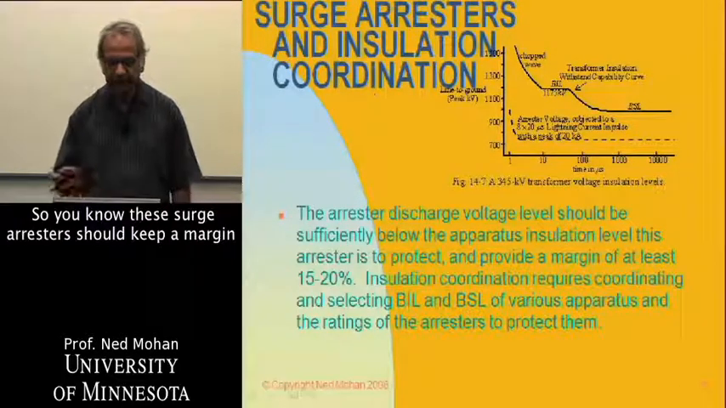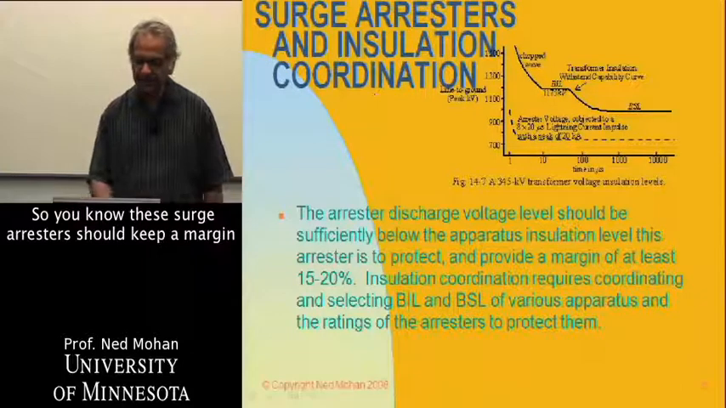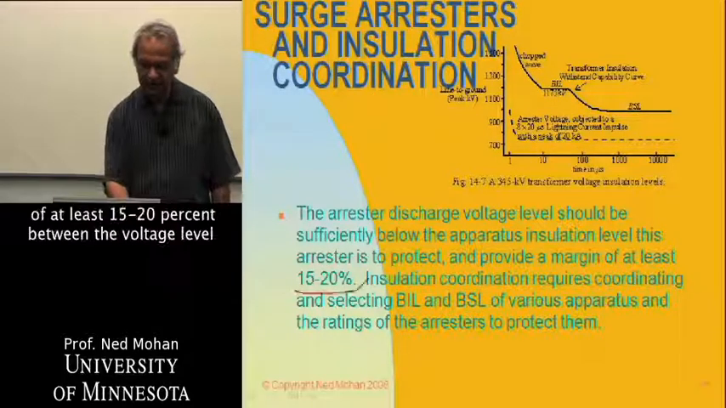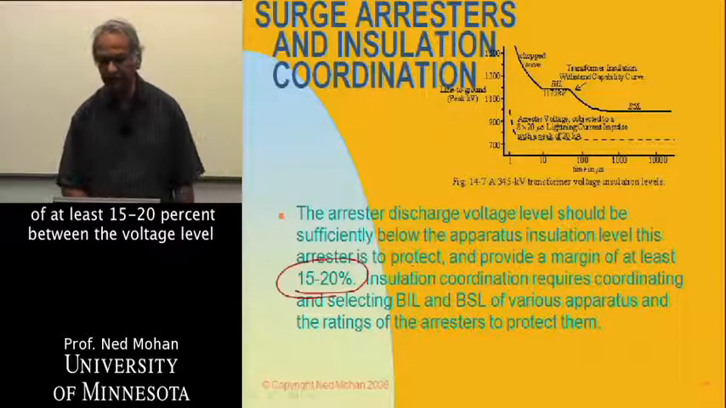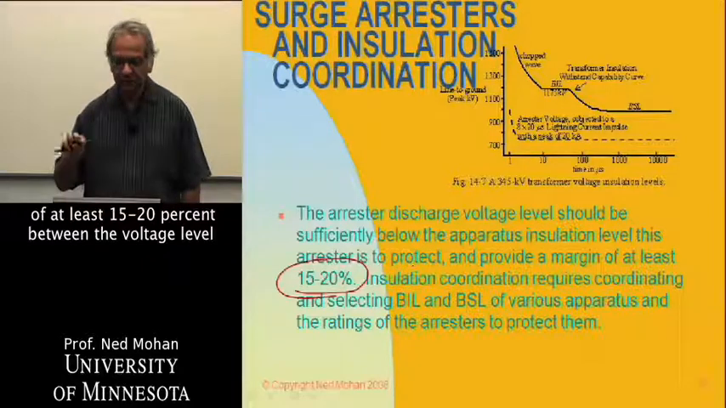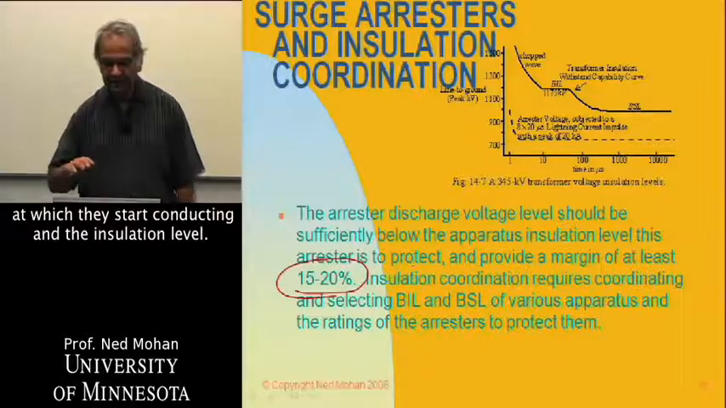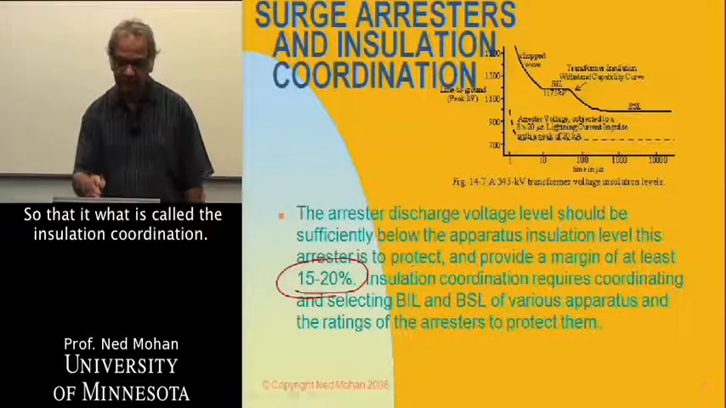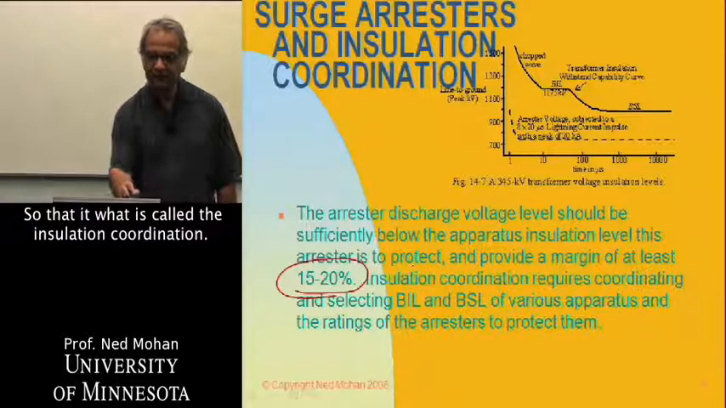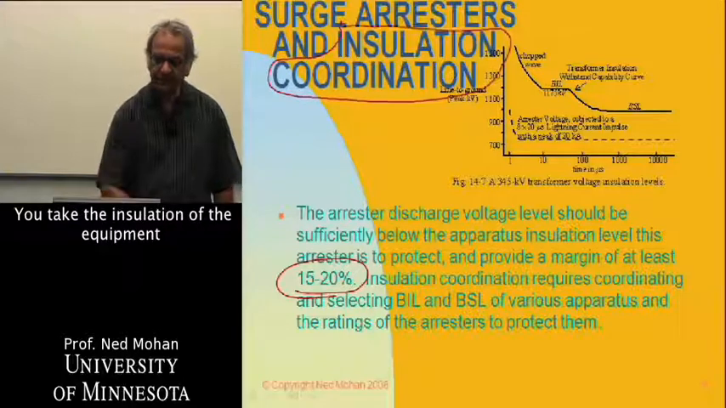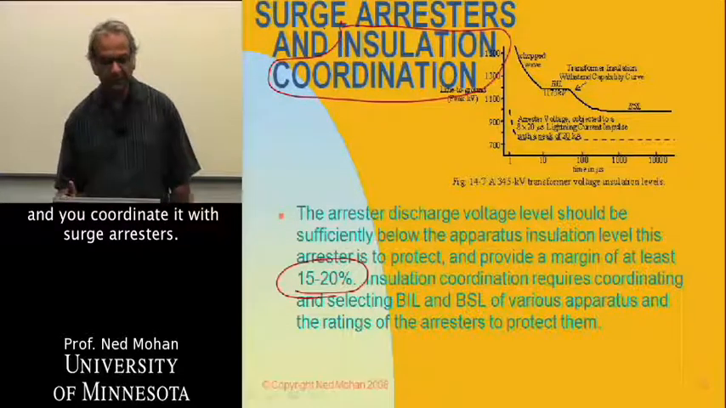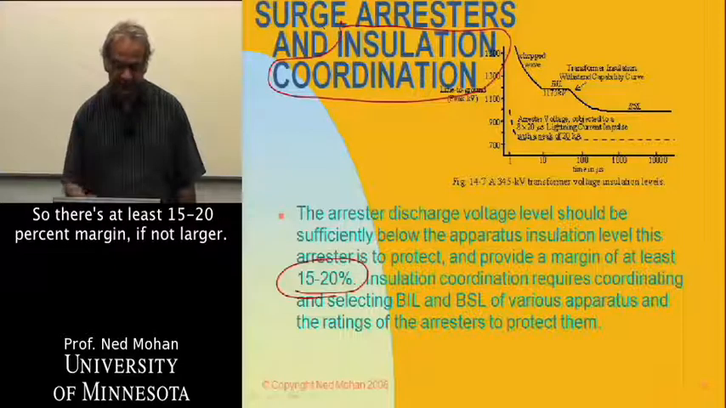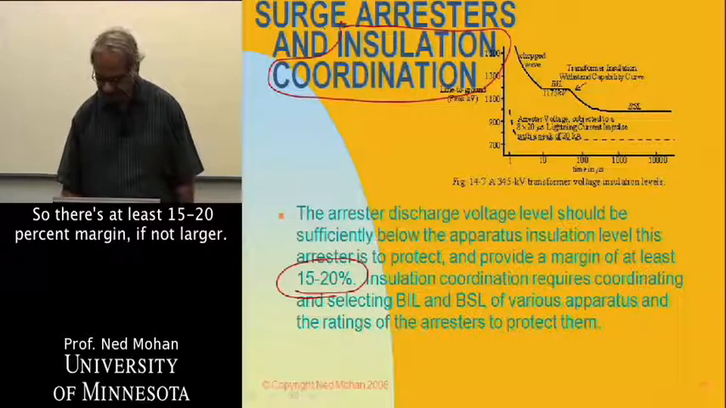So these surge arresters should keep a margin of at least 15 to 20% between the voltage level at which they start conducting and the insulation level. That is what is called insulation coordination. You take the insulation of your equipment and you coordinate it with surge arresters. So there is at least 15 to 20% margin, if not larger.